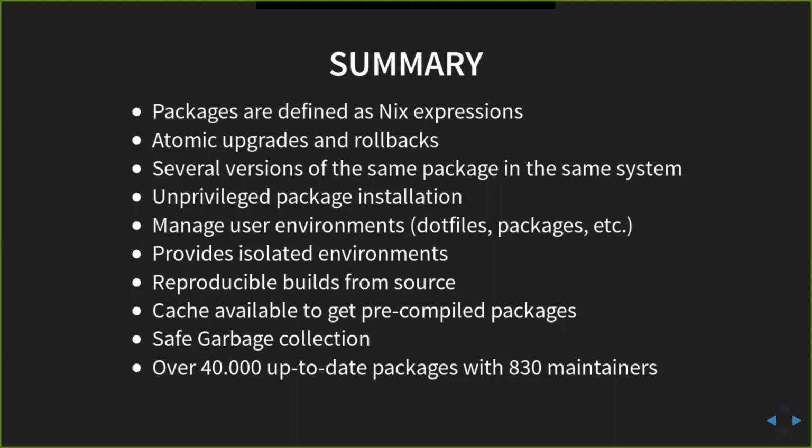We get reproducible builds from source if we don't have the binaries available. We can cache the ones that we built, so we don't have to build them ever again. And we have safe garbage collection. So once we remove the link to a package, it will then be safe to collect the garbage for it and delete it from the store again. That means as long as you have a reference to a package and you're using it in production, it will not be garbage collected.